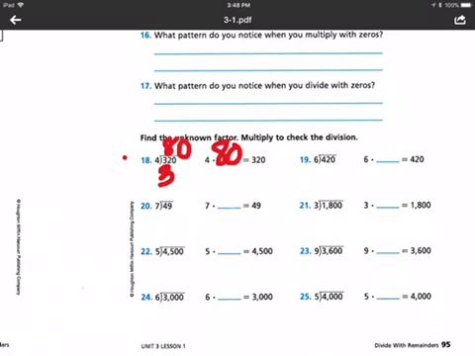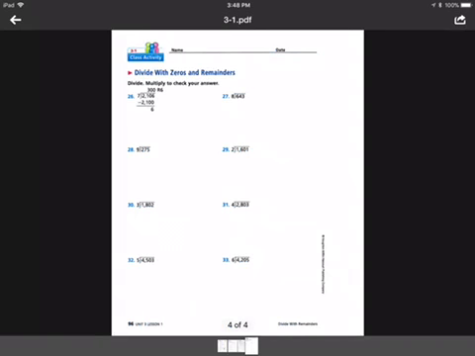So you will be doing the division problems on each page, or each problem, and then you're also going to be multiplying to check your division. You are also going to be doing page 96. All of the problems you're going to need to divide with zeros. There will be remainders, and then you need to multiply to check your answer.